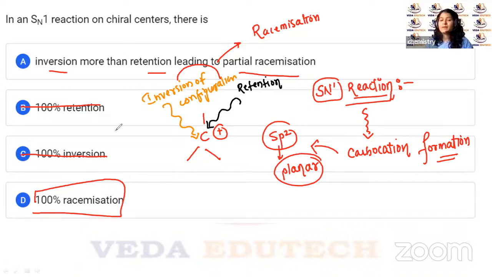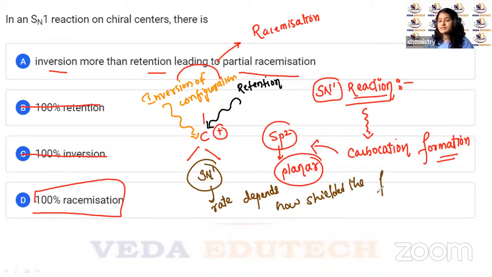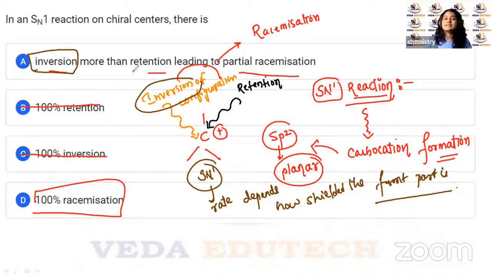So what actually happens, children, in case of your SN1 reaction? What happens is that the rate depends on how shielded the front part is. The more it is shielded, the more the reactivity, right? If the front part is shielded, children, obviously the inverted product is going to be more. So can I say that the inversion is greater than retention here, right? Inversion is going to be greater than retention.